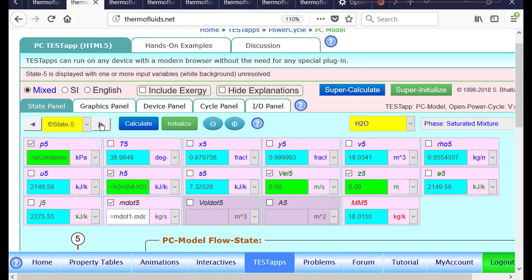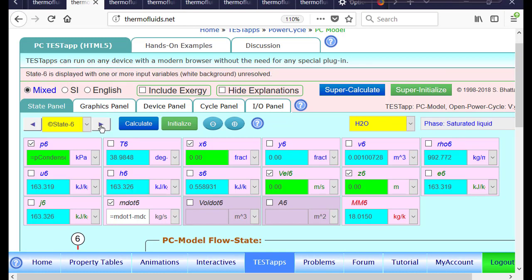State 5 is again the actual exit state. You can see the equation I'm using right here, by the way. If I just put the pointer over H5, then you will see that the equation I'm using for H5 appears there. So on mouse over on H5, you can see that I'm using the turbine efficiency to find H5.